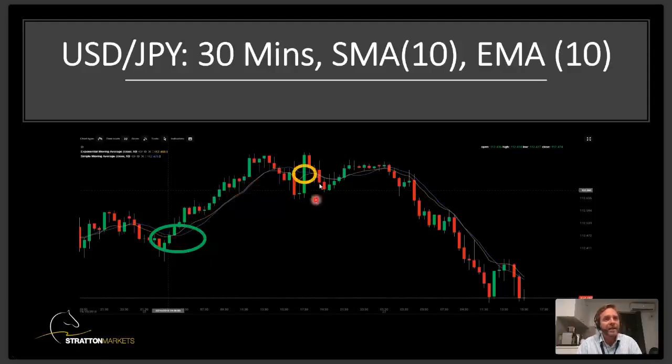And as we can see here, and this is the other thing, and this is a negative thing of the exponential moving average, right?